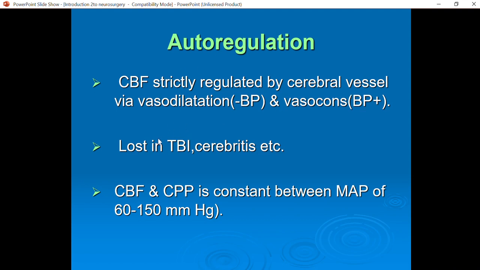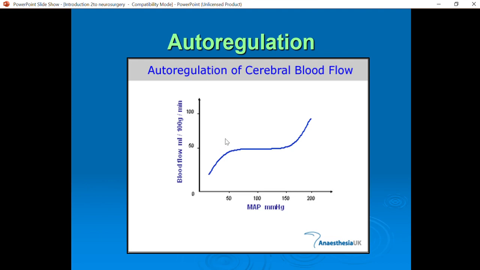And this autoregulation is lost in head injury, cerebritis, infections, or tumors. But there is a limit for the autoregulation. That means the autoregulation will work only when the mean arterial pressure is between 60 and 150. If the mean arterial blood pressure falls below 60, then there is ischemia. And if the mean arterial blood pressure rises to more than 150, then gradually there will be hyperemia, edema, and then possibly hemorrhage as it continues to rise.